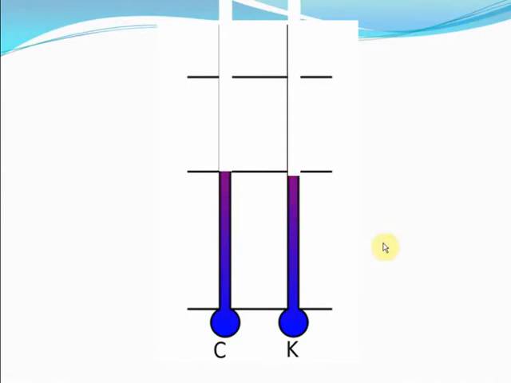To convert from degree Celsius to Kelvin, we'll simply add 273 to 4 degrees Celsius. And that gives us the value of the temperature in Kelvin as 277 Kelvin. So water has the maximum density at 277 Kelvin. That is our final answer.